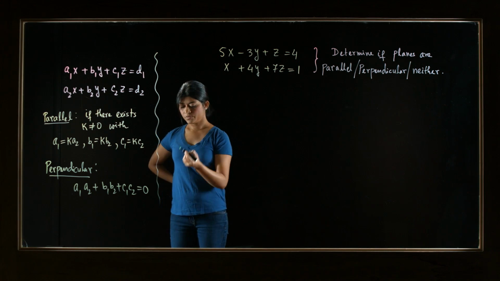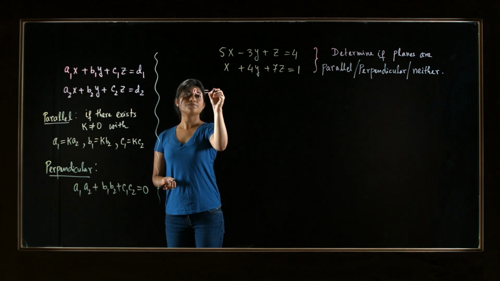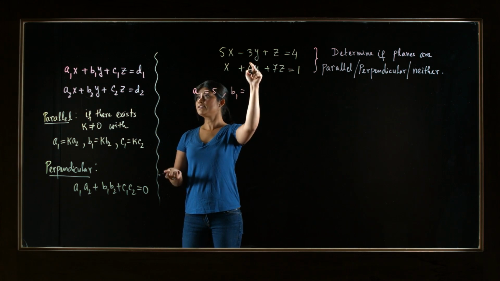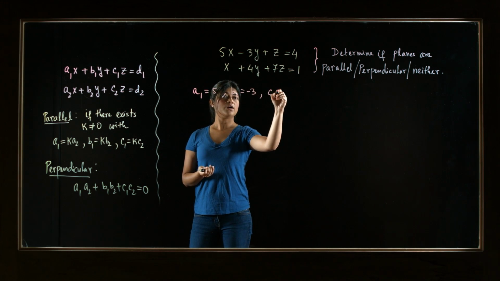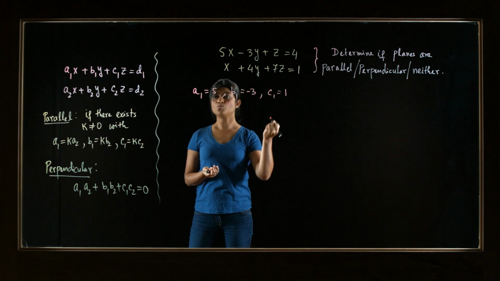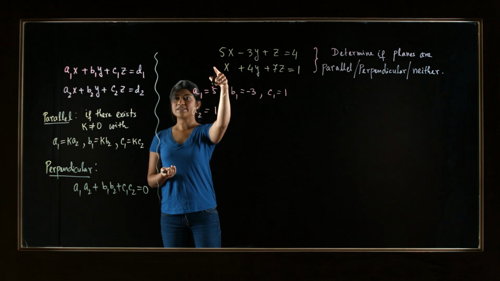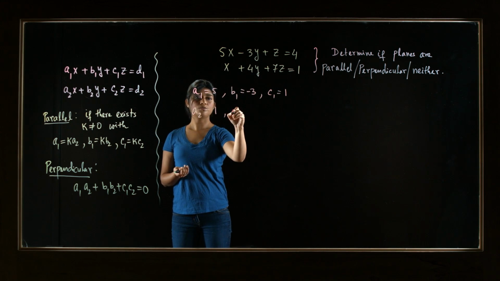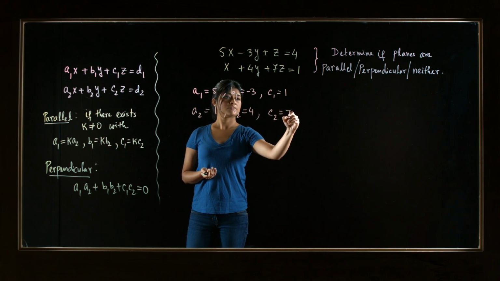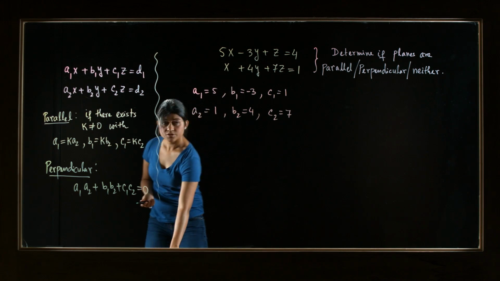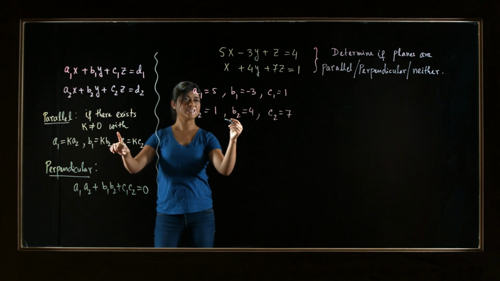Now let's write down, for the first one, a1 is 5, b1 is negative 3, so that's the constant attached to y, and c1 will be 1, since it's just z. And for the second one, we have a2 is 1, because x has nothing else, y has the constant 4, so b2 is 4, and c2 is 7.